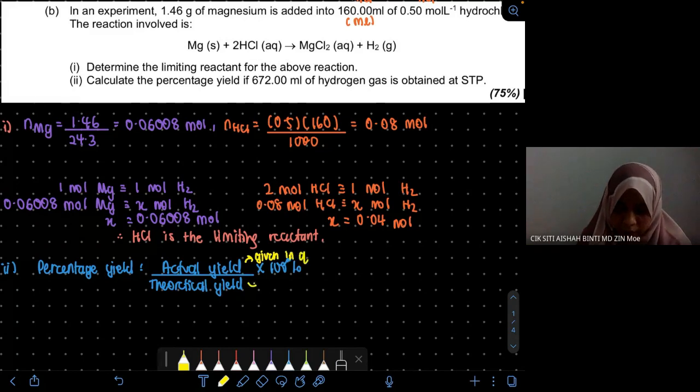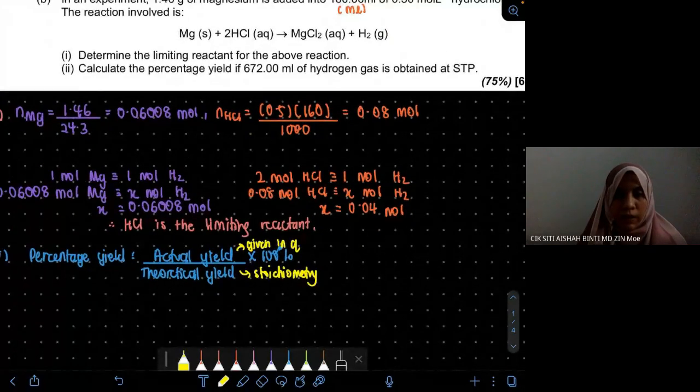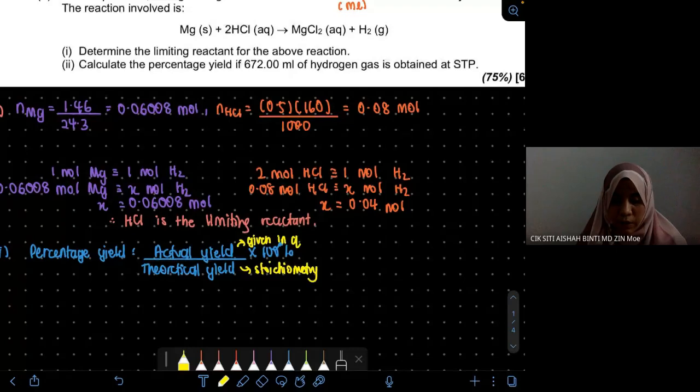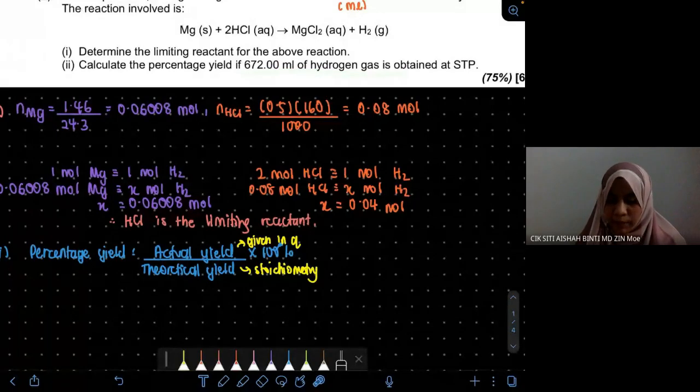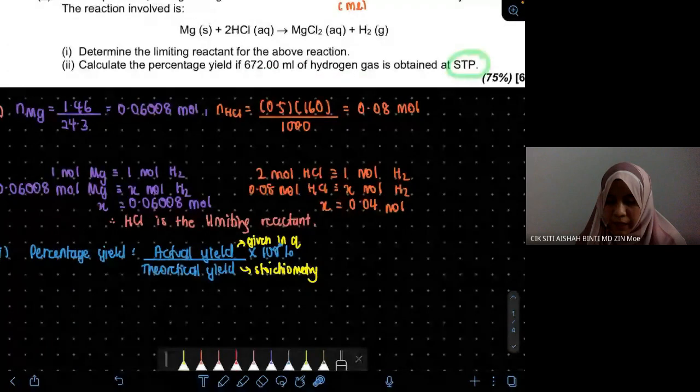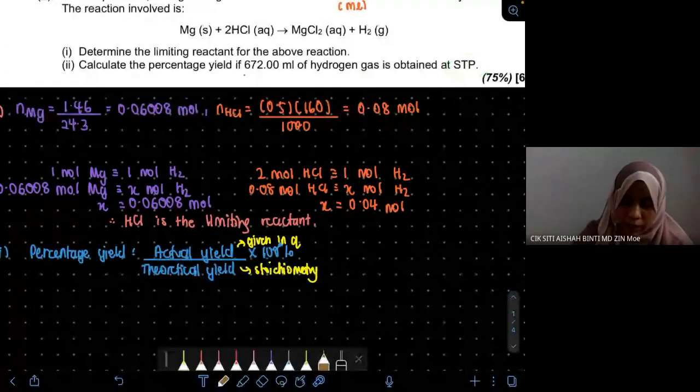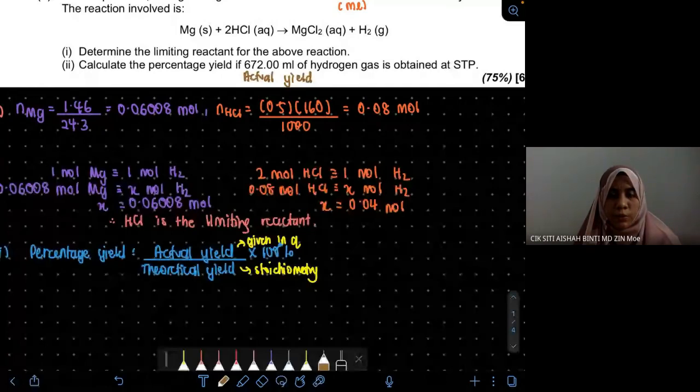This is the theoretical yield, we have to find it out by stoichiometry. Right now, 672 ml of hydrogen gas is our actual yield obtained at STP. So this is our actual yield.